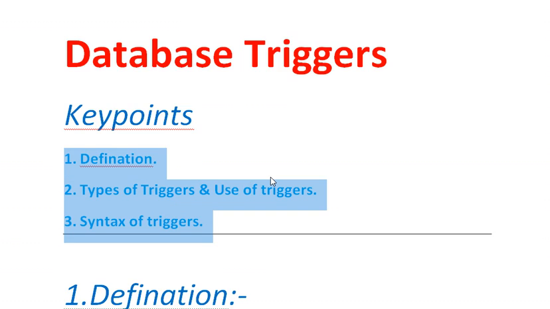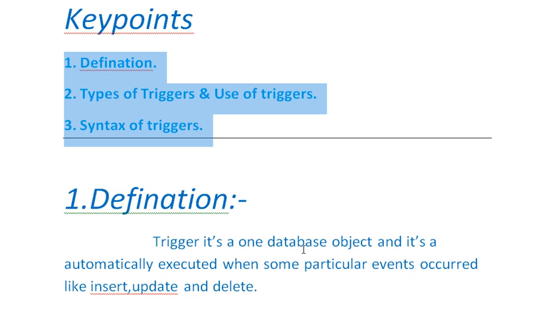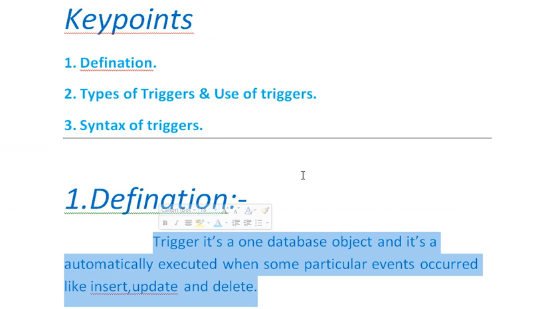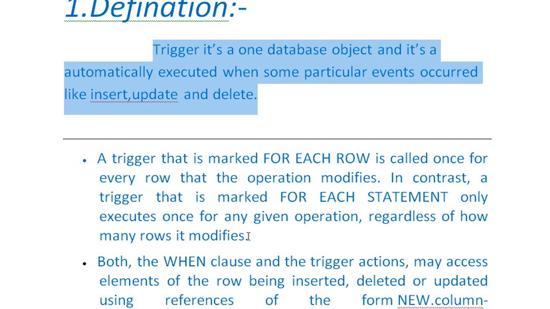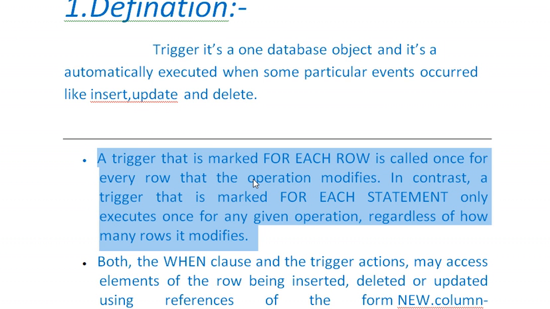So we are going to learn about the definition of database triggers. What is the definition of database triggers? Don't get confused. A database trigger is a database object that is automatically executed, automatically invoked, when we perform any insert, update or delete operation on a table or view. So this is the basic definition of database triggers. We will go forward to learn different things.